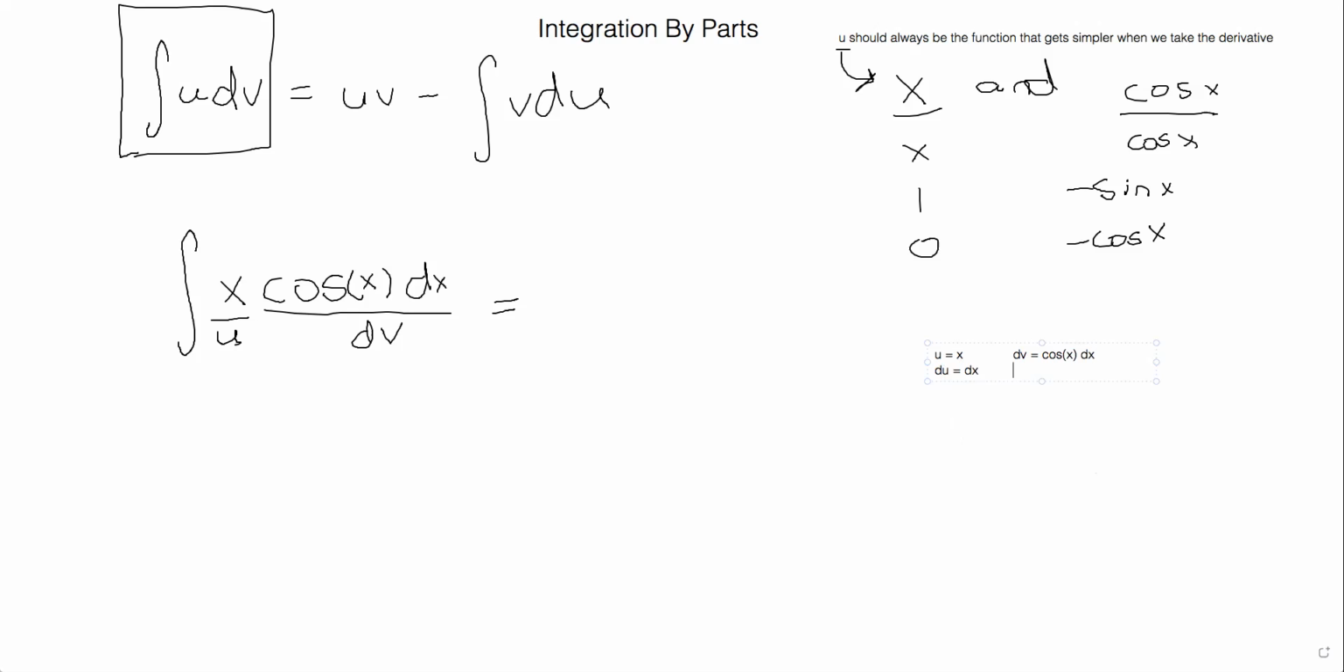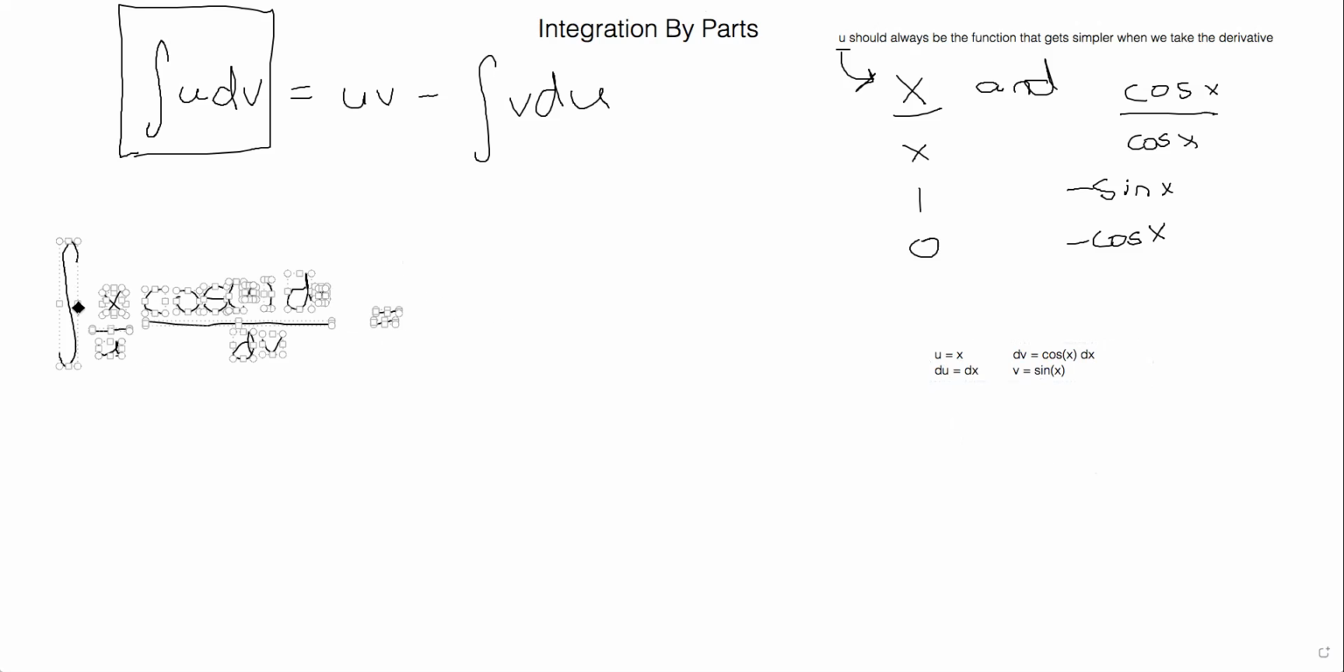dx, and then you are right. So v is going to be the antiderivative of cosine of x, so we get sine of x. So now that we have all of our definitions, we can start by substituting everything into the formula. So this integral is going to be equal to u times v for our first term. So we're going to do u, which is x, times v, which is sine of x.